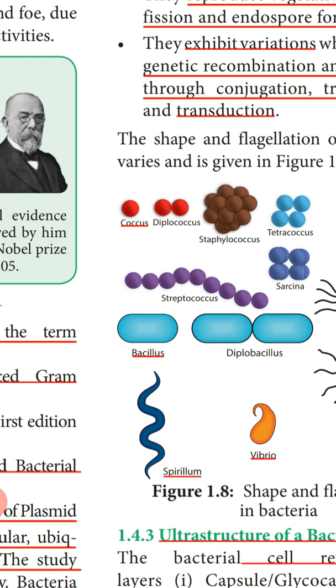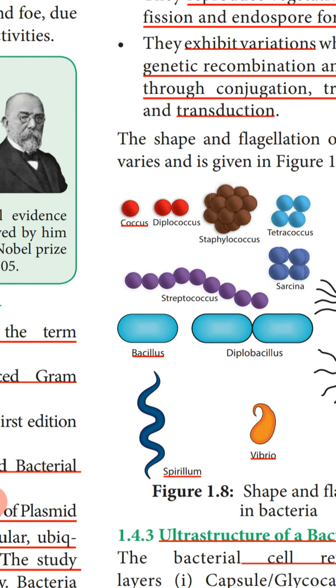Some bacteria are rod shaped, an elongated structure. They are called bacillus. Some bacteria are spiral shaped or spring shaped. They are called spirillum. Some bacteria are in the form of a comma shape. That is called Vibrio. So, as we have studied, you can see four different shapes.